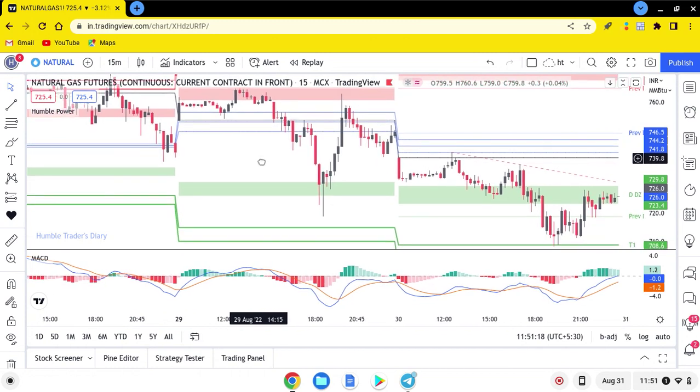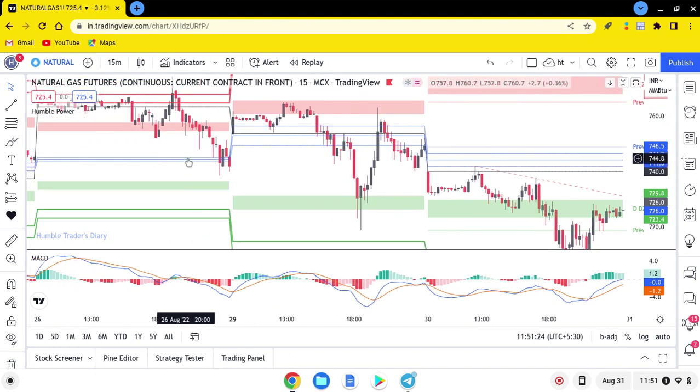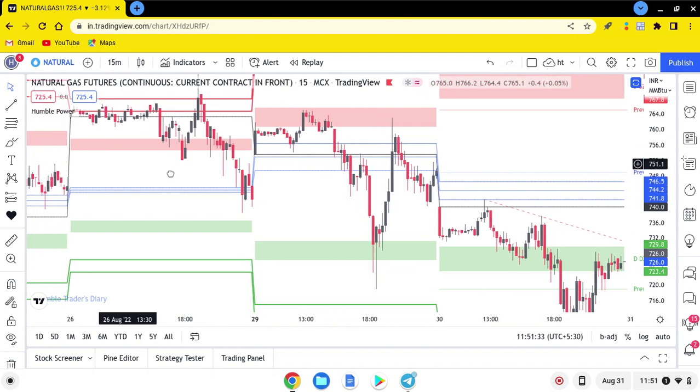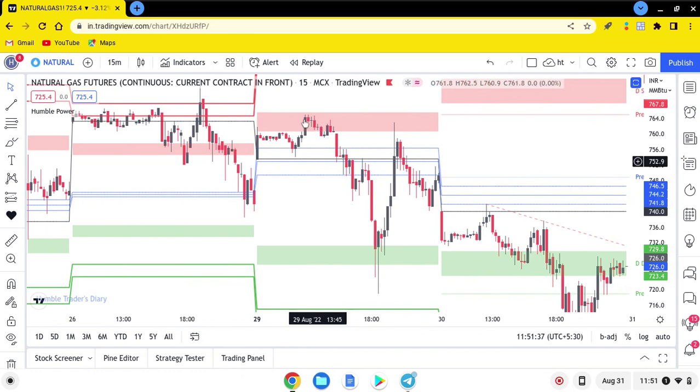Now, as you can see, it is reversing from the demand zone as it should, because previously the day was a narrow CPR day, and yesterday it gave a choppy movement, and today it gave a trending movement. It's basically the same. Now one more thing I'd like to point out, whenever the price reverses dot to dot from the supply zone, most of the time the price will reverse from the demand zone as well.